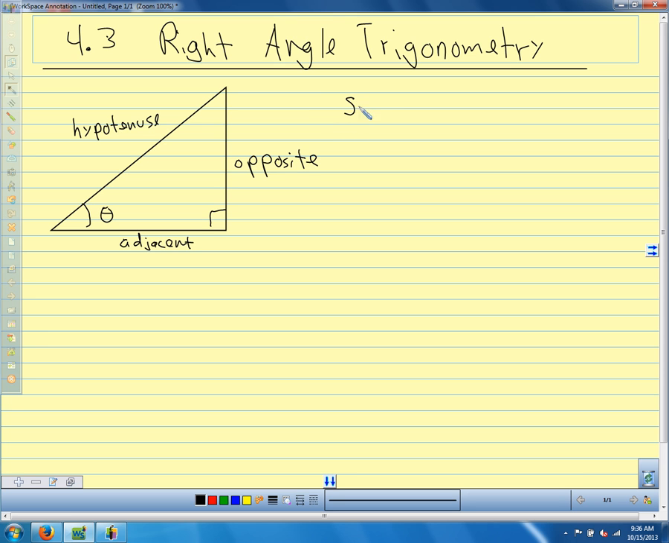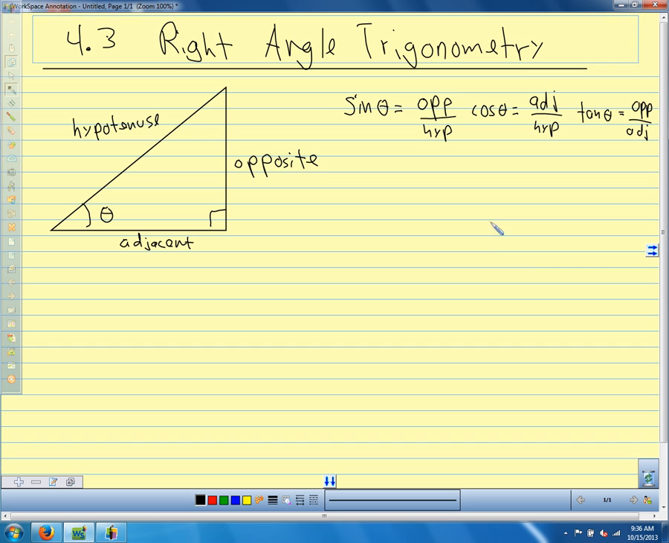So, thinking back to Sohcahtoa, sine of theta. How do we find the sine of theta? Opposite over hypotenuse. I'm going to use abbreviation here. Opposite over hypotenuse. Cosine theta. How do we find cosine? Adjacent over hypotenuse. And the tangent of theta: opposite over adjacent.